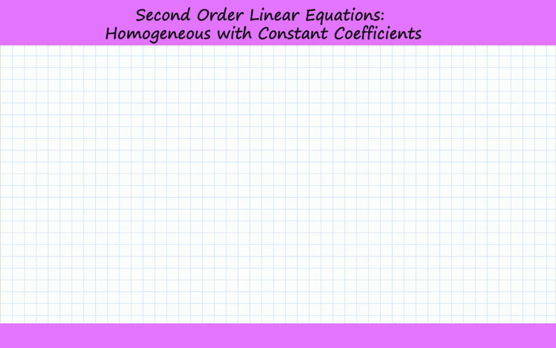In this video, we will study in detail how to find the general solution of second-order linear equations with constant coefficients that are homogeneous. So first of all, what is the most general form that such an equation can have? Well, it can have a constant coefficient a times y double prime, because it's second order, plus b times y prime, plus c times y, equals 0, because it has to be homogeneous.